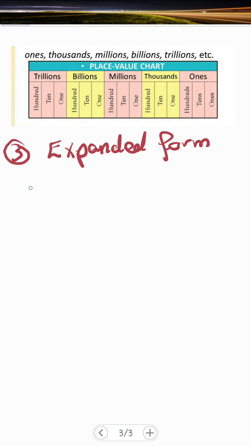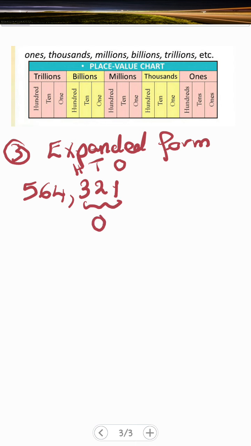If we have an example like this, 564,321, how do we write it in expanded form? Expanded form means we write each digit by its place value. So to do this by an easy way, we write like this, the place value of each one above it. So this is the ones, this is the tens, and this is the hundreds. And remember, this is for the ones period. The other three digits are ones, tens, and hundreds, but this is for the thousands period.